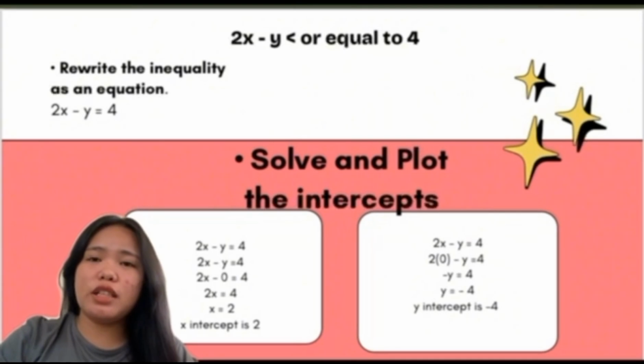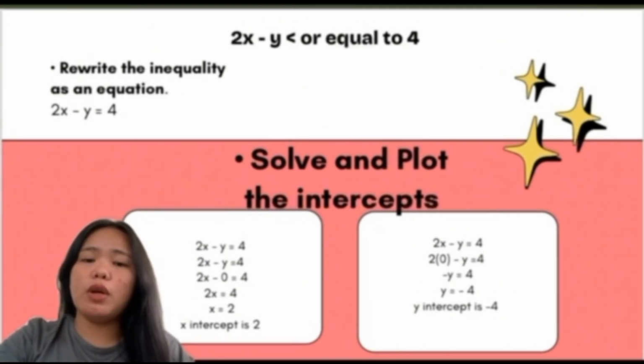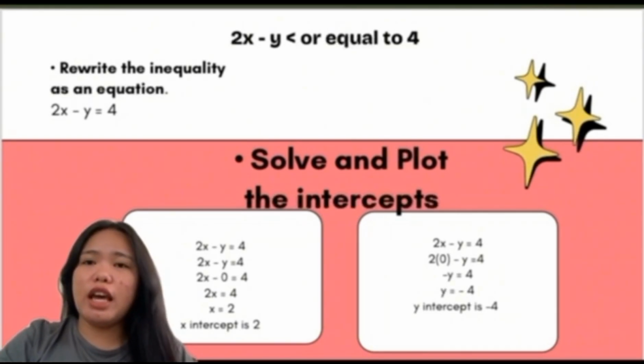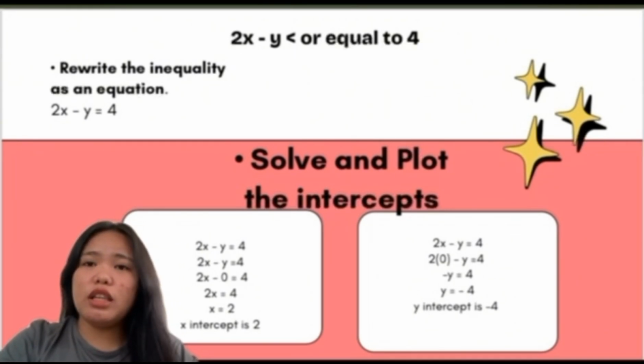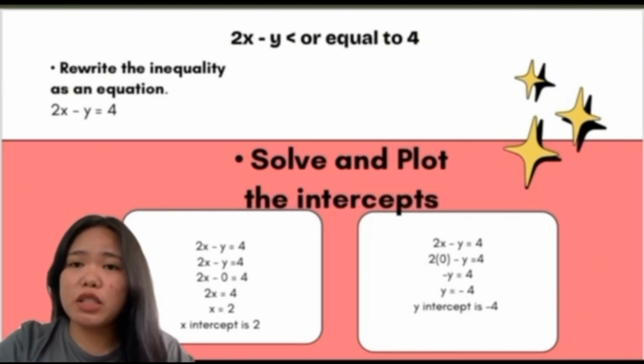Rewriting the first step, 2x minus y equals 4. Here we go to step 2: solve and plot the intercepts. To find the x-intercept, let y equal 0. Same way, to find the y-intercept, let x equal 0. Substitute it. Here, 2x minus y equals 4.